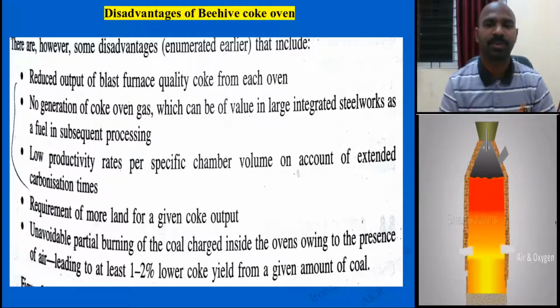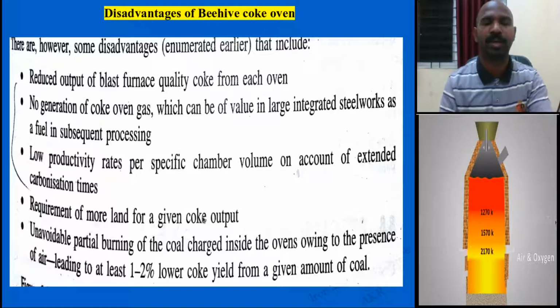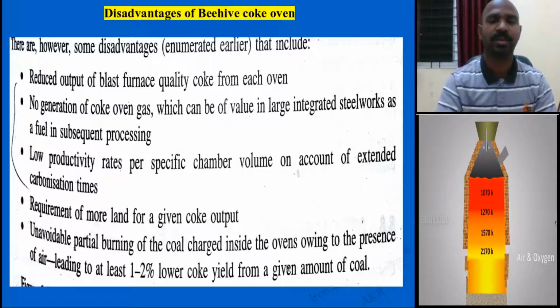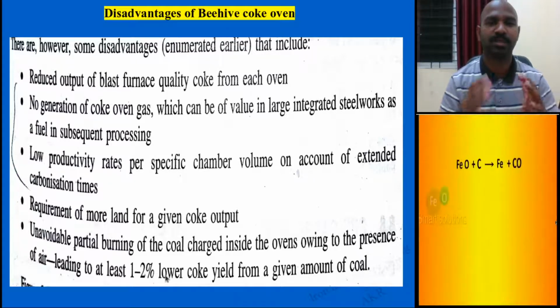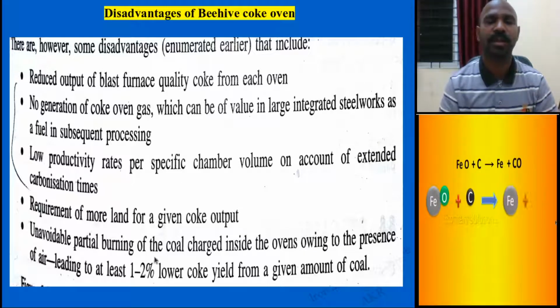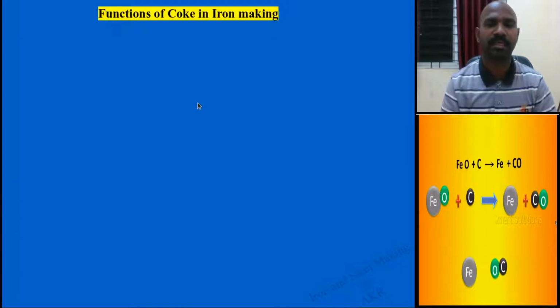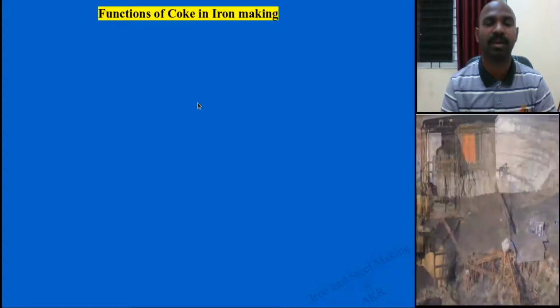Here in this situation it is wide, so you need more land and more space, and partial burning of the coal at the bottom, at the side wall location, cannot be avoided. It may lead to a reduction in the final yield of coke, of 1-2%, because partially burned coal cannot be converted into coke, which cannot be used. That is one point.